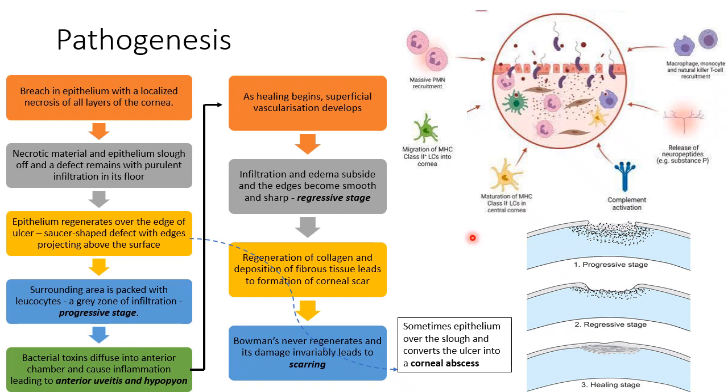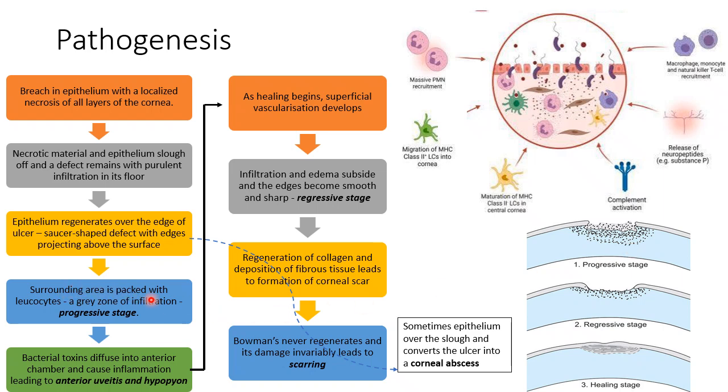Then gradually healing begins. How does healing begin? By invasion of superficial vessels. We know that the cornea is normally avascular, but here it has vessels invading it. So from the periphery itself, these superficial vessels emerge, they grow further into the cornea. So that is abnormal vascularization of the cornea. Why? To provide antibodies and other factors to enable healing of the ulcer. Also to bring in leukocytes.